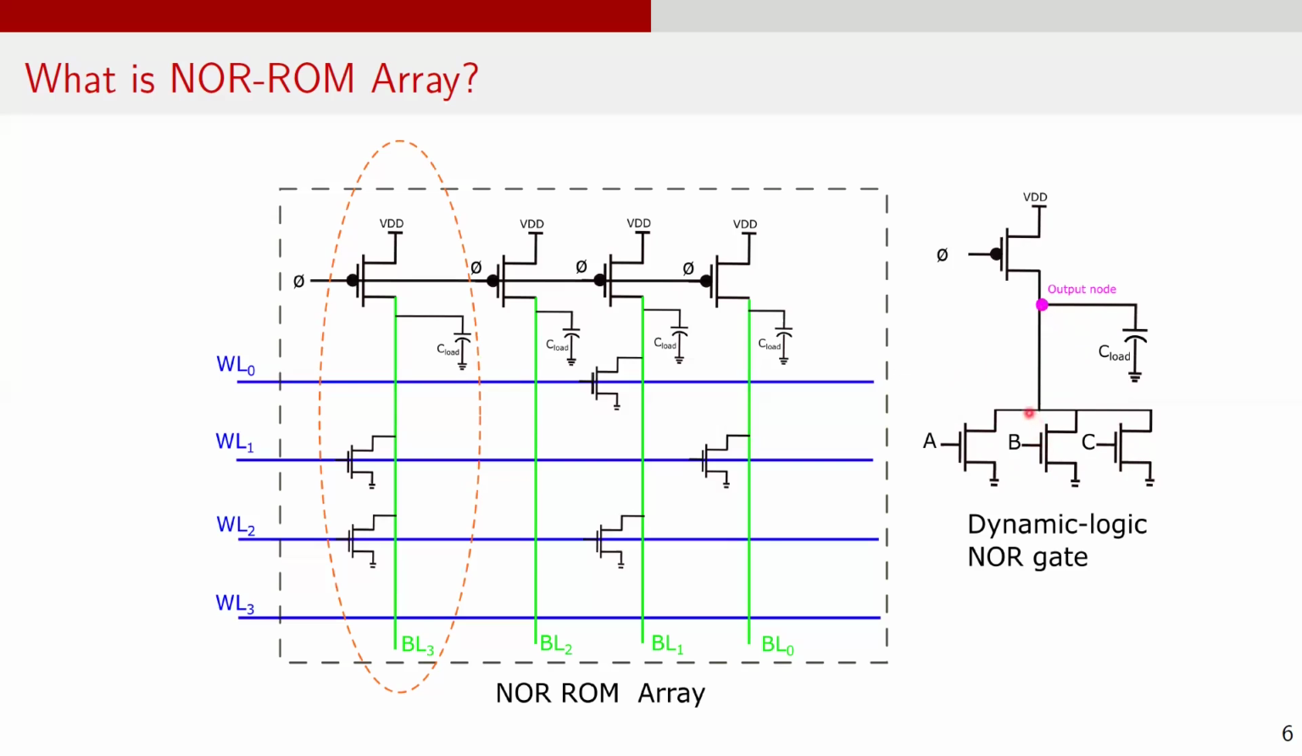And if the pull-down network is off, the output retains its previous state. This two-phase operation ensures fast and reliable logic evaluation, making it ideal for NOR ROM arrays. Now let's understand how the read operation works in a ROM.